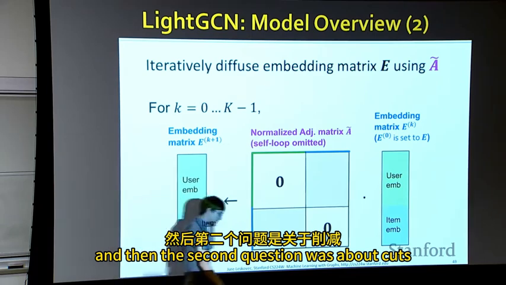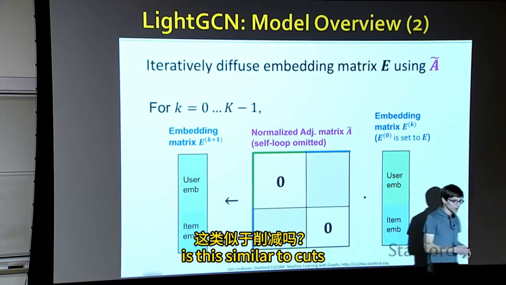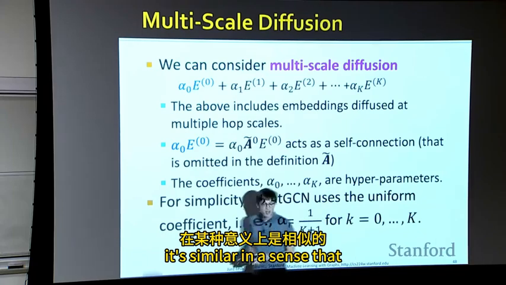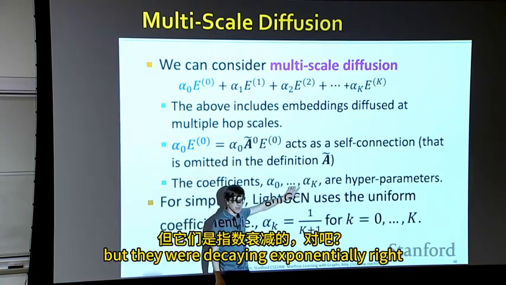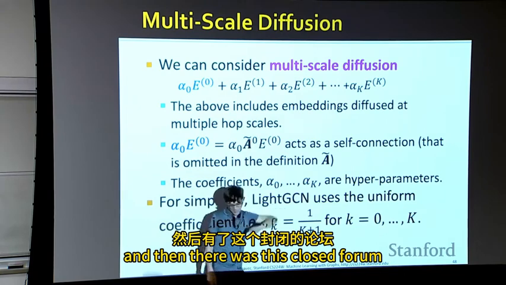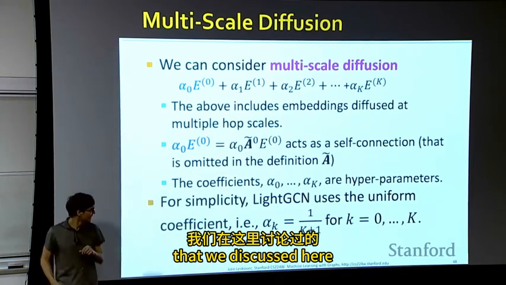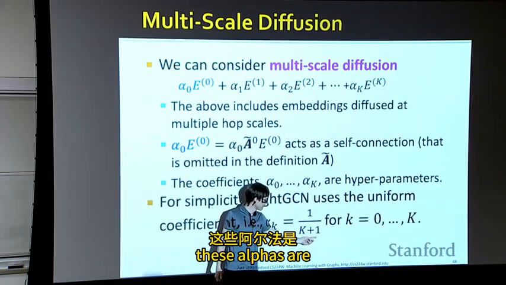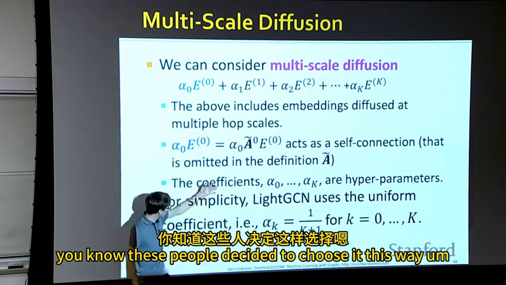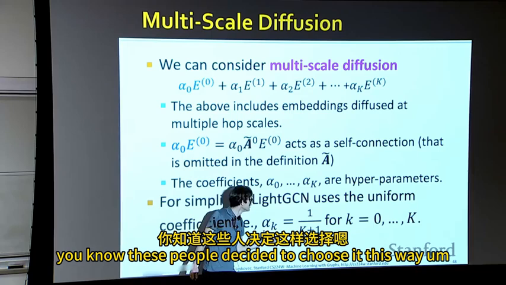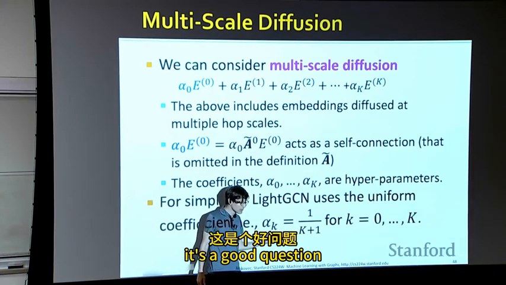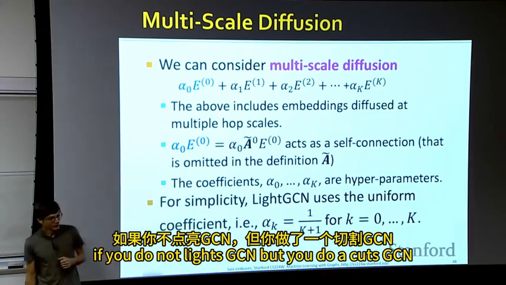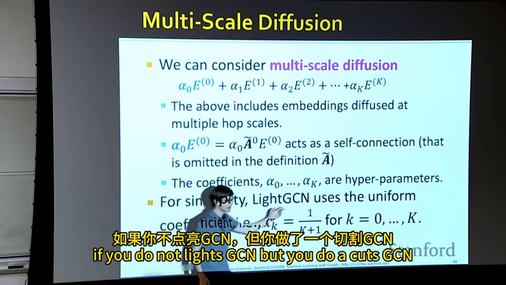And then the second question was about CATS. Is this similar to CATS? Yes, it's similar, in the sense that in CATS we had these alphas as well, but they were decaying exponentially, right? And then there was this closed form that we discussed. Here, these people decided to choose the alphas this way. It's a good question why. It's a good question what would happen if you do not do LightGCN, but a CATS GCN.